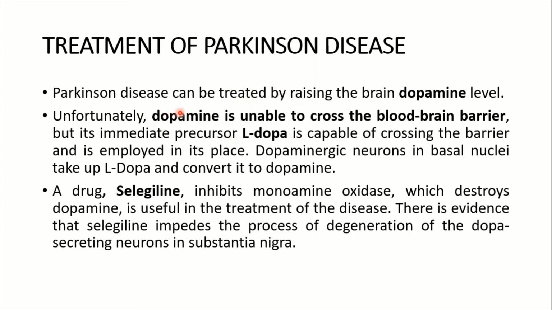Why L-Dopa, not dopamine directly? Because dopamine in itself cannot cross the blood-brain barrier, whereas its immediate precursor L-Dopa can cross the blood-brain barrier. So it is used, and the dopaminergic neurons in the basal ganglia take up this L-Dopa and convert it to dopamine. So this does the rest of the job to relieve the Parkinson disease.